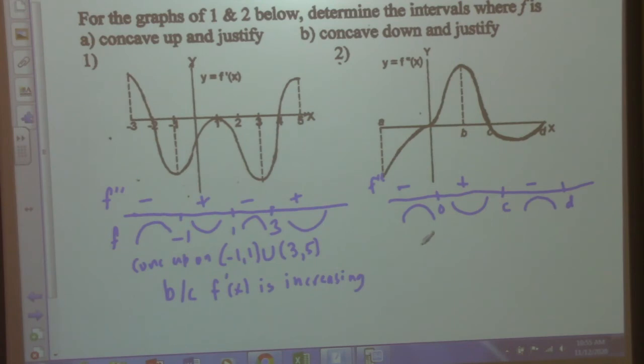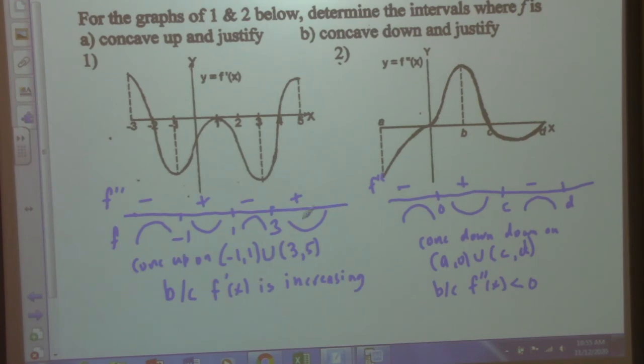So we say we're concave down on which intervals? Concave down on A to 0, and C to D, because F double prime of X is doing what? It's below 0. It's less than 0.